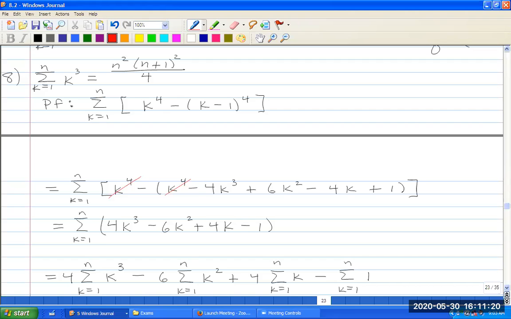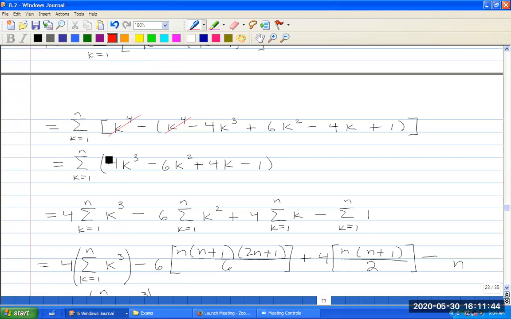Let me change all the signs inside the parentheses. So this becomes a minus k to the 4th, so these cancel. Plus 4k cubed minus 6k squared plus 4k minus 1. Let's use the linearity of the sum to simplify this. So I'll bring the 4 outside the summation, the negative 6 outside the summation, the 4 outside the summation, and the negative 1 outside the summation.